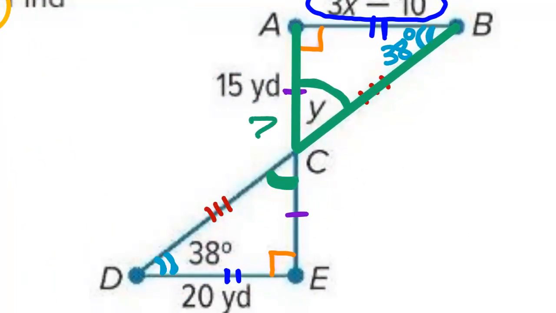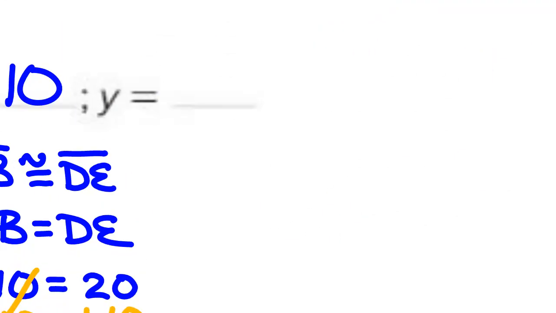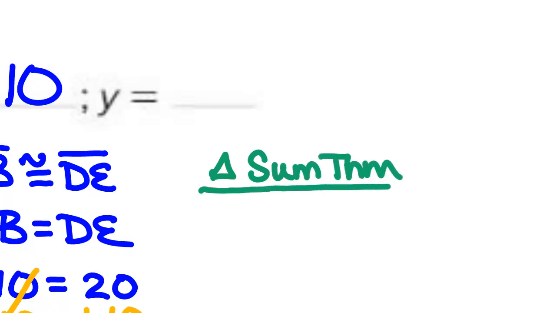Well, I don't know how big this one is. I don't know how big this one is. I don't know how big this one is. Triangle sum theorem. Sorry, Angie. We're going to use our triangle sum theorem. What does the triangle sum theorem say? All the angles add up to 180 degrees.